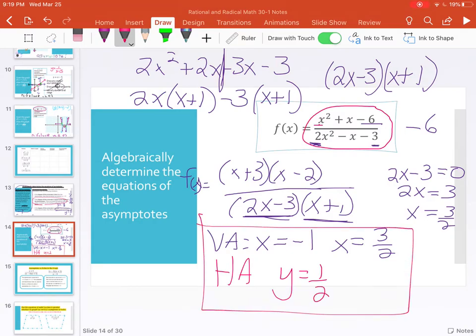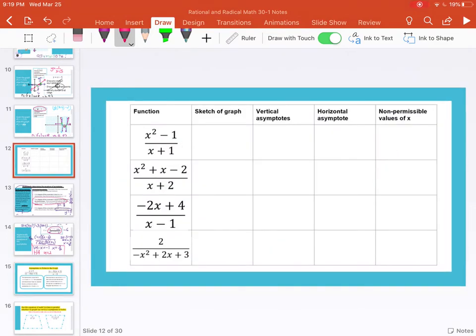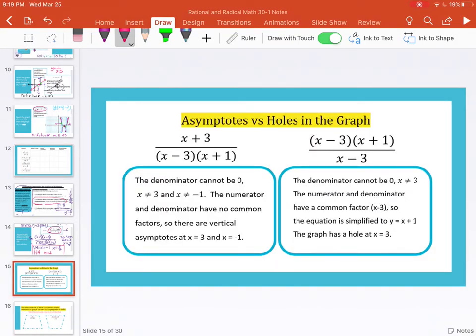So it's actually a lot easier to find them algebraically using those rules than it is to look at your graphing calculator. Okay, so before we jump back to this slide, we're going to look really quickly at another quick rule. Asymptotes, we have vertical and horizontal. There's also holes in the graph.